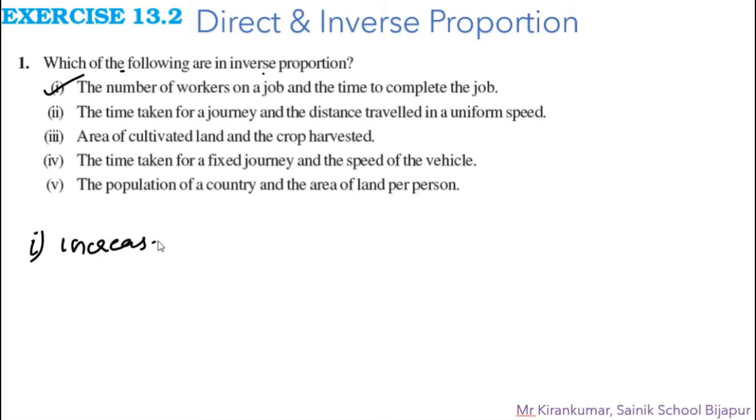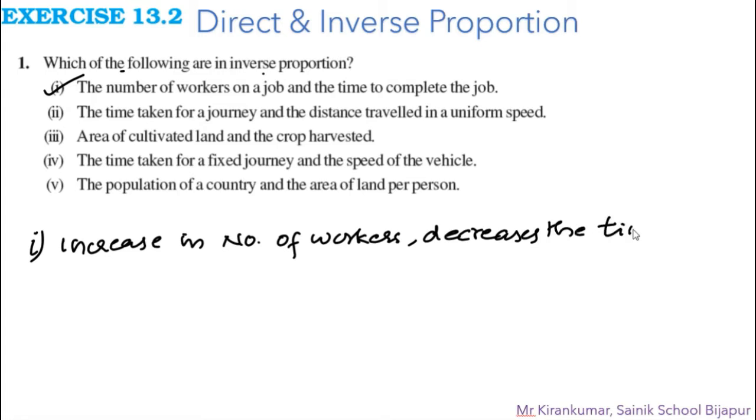Increase in number of workers decreases the time to complete. So they are in inverse proportion. Look at statement number 2, the time taken for a journey and the distance traveled in a uniform speed.